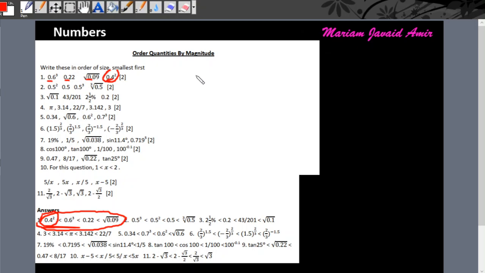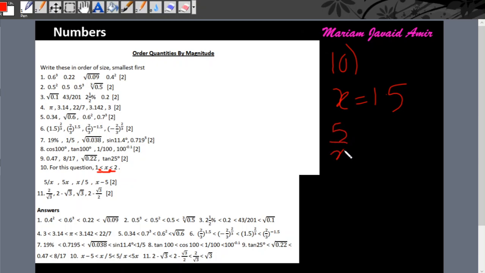Okay. So let's see if we need to do any question. I think let's do question 10. The rest are pretty straightforward. Okay, so question 10 says, for this question, x is between 1 and 2. So it says x is bigger than 1 and smaller than 2. Okay, so let's take any number in this range. For question 10, I'll take x equals 1.5 because it's bigger than 1 and smaller than 2. You can take any number. Now use this number and find all of these values.